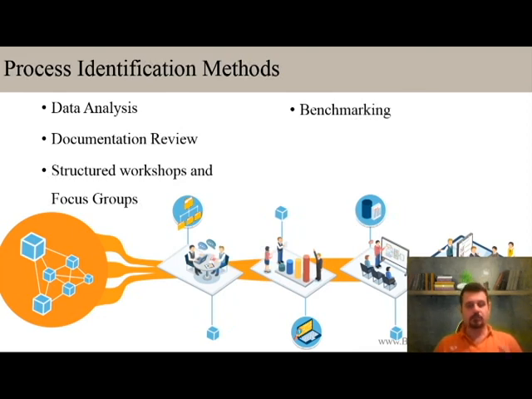The next is benchmarking. Benchmarking is a very helpful method, but you should be a dominant expert in your framework or reference model. For example, when you want to use APQC, you need to know all of the business areas. You should be familiar with the process groups. You should be familiar with all of the processes in APQC, and it can help you distinguish all the processes.